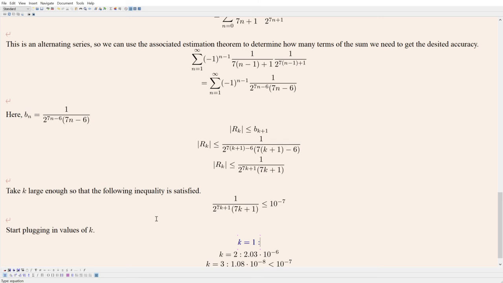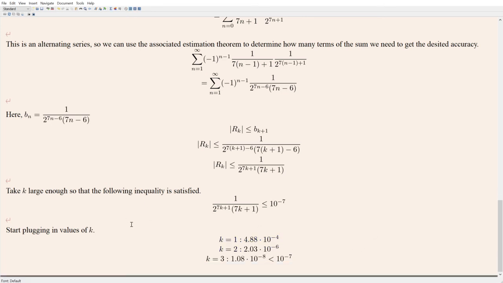Okay. So if we just take the first term of the series, then the error would be this. If we take the second term, it would be this. If we take the third term, it would be this. So that means that we need to add up only the first 3 terms of the partial series. Yeah, we only need to add up the first 3 terms of the sum to get the desired accuracy.